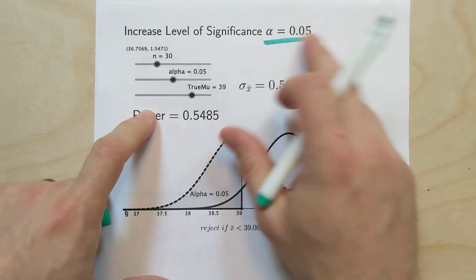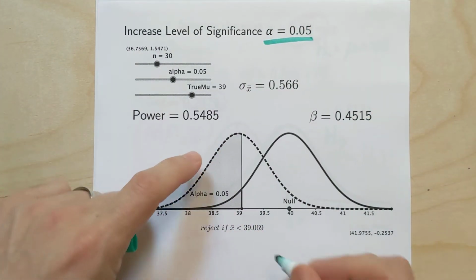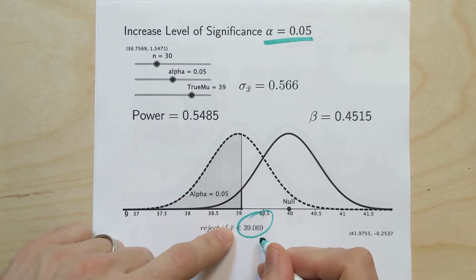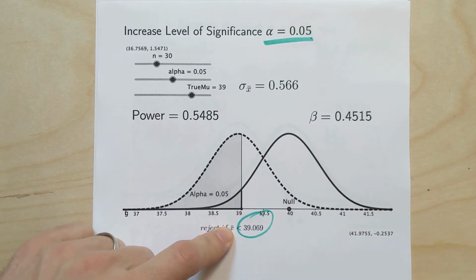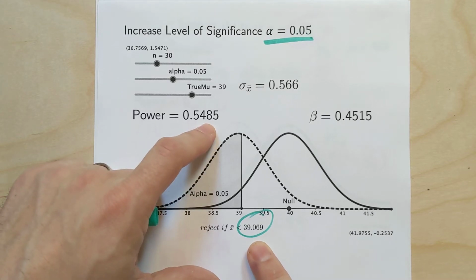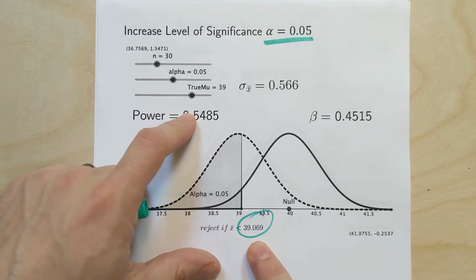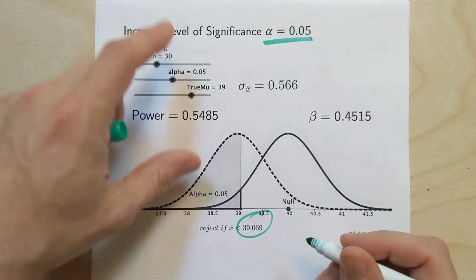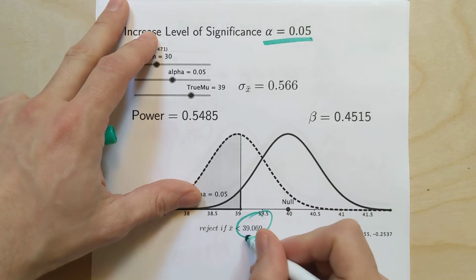So say we move the level of significance up to 0.05, right? Well, in this case, we'd actually still have our good old 39.069 as our rejector. What is it? Is it really the same? Wait, hold on a second here. Oh, yeah. No. What am I trying to say? I'm so dumb sometimes. The rejector went up. Oh my gosh, I'm trying to do this video too quick. The rejector went up.